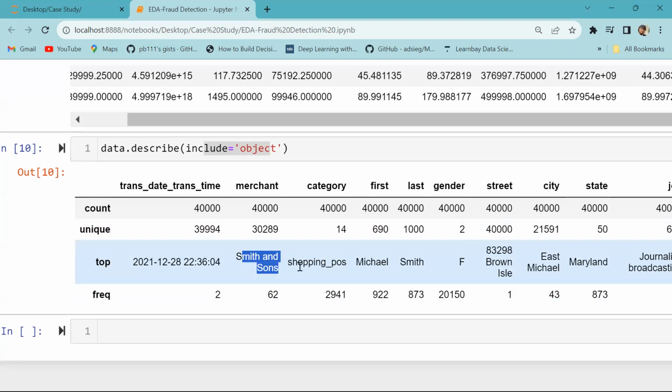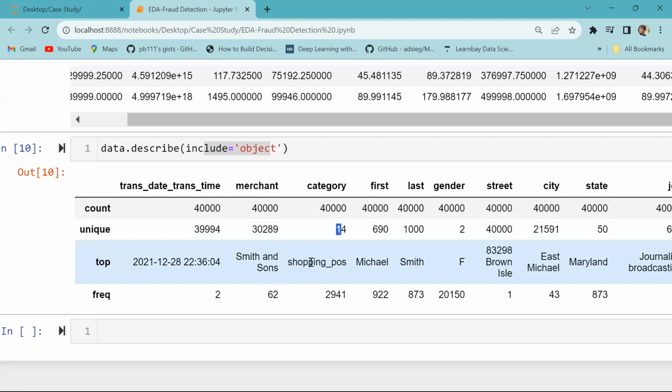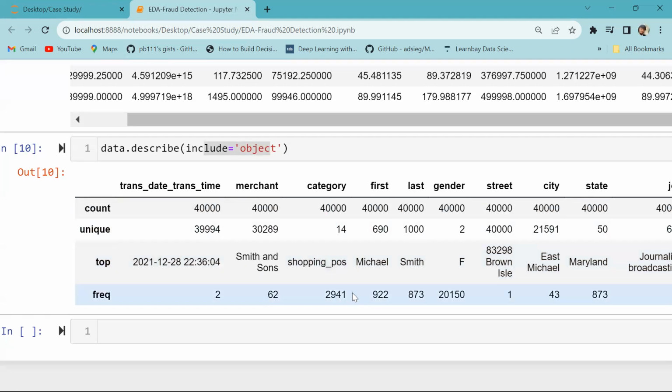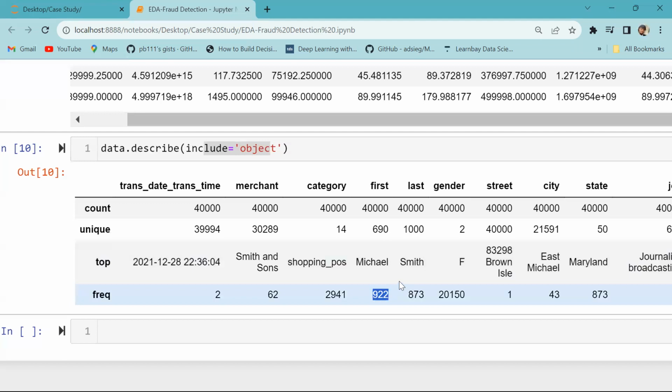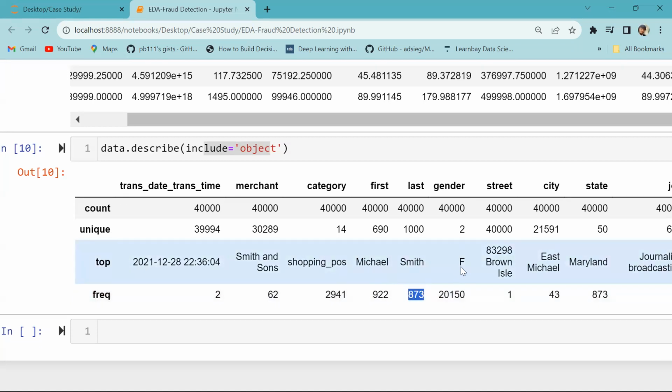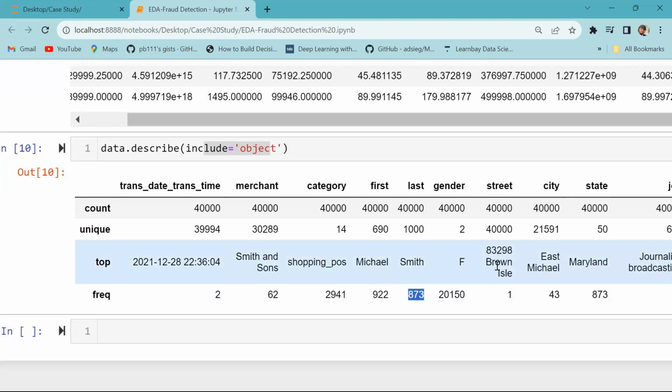Out of the 14 categories, shopping underscore POS was repeated 2,941 times. The name Michael was repeated 922 times. The name Smith was repeated 893 times. Most of the transactions are by females, 20,000 plus.